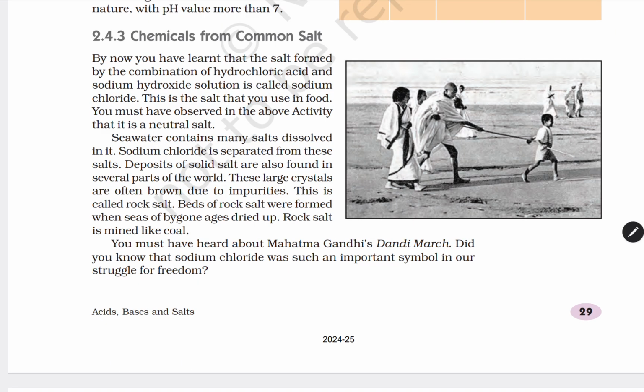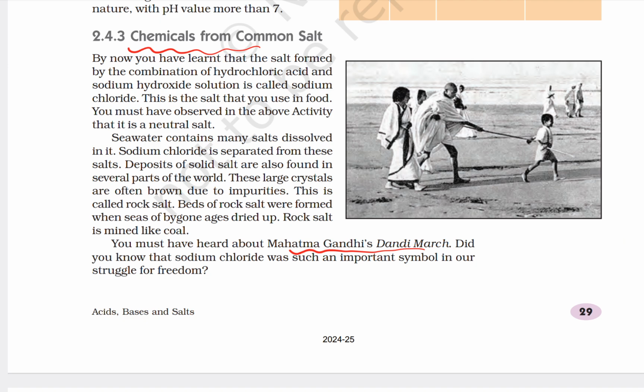So our next topic is chemicals from common salt. What chemicals can be prepared using common salt? Here you can see a picture with Mahatma Gandhi ji. This is related to the Dandi March. It played a very crucial role in our independence war.